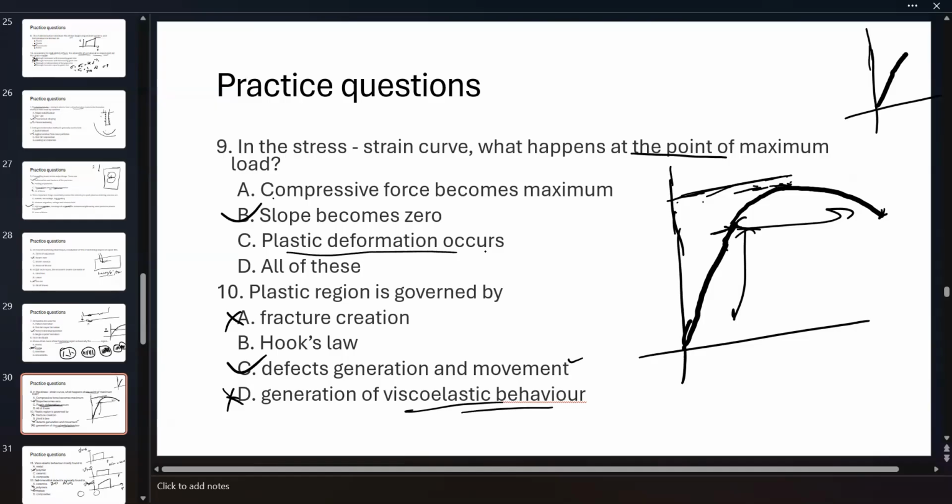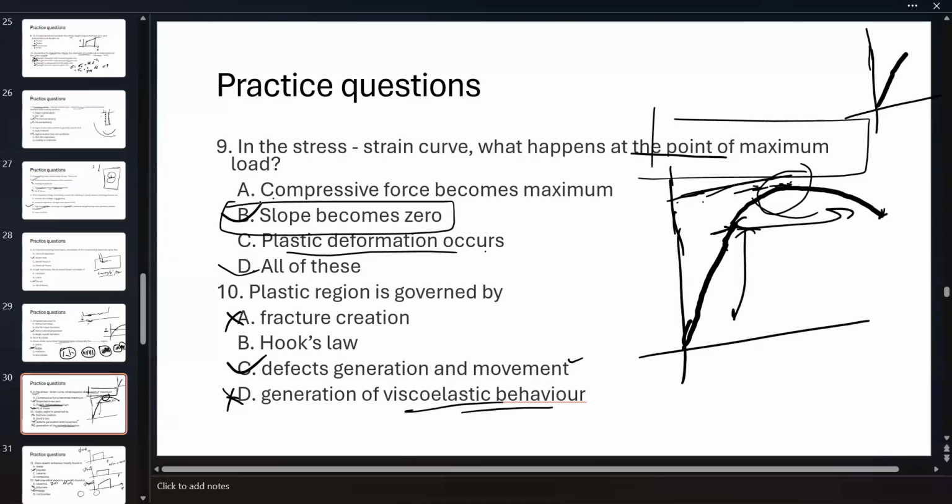Plastic deformation happens. I think all of them should be true, because in this region there is plastic deformation happening. If you are talking specifically about this point, although all of them are happening, the slope becomes zero.